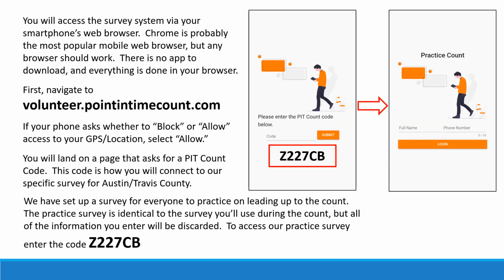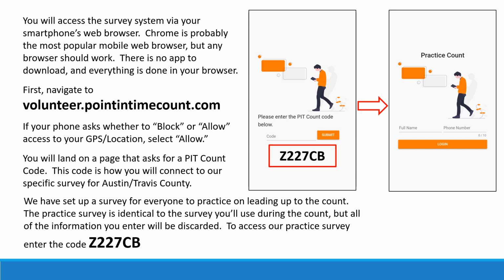You will access the PIT count survey via your smartphone's web browser. Chrome is probably the most popular mobile web browser, but any browser should work. There is no app to download, and everything is done within your browser. First, navigate to volunteer.pointintimecount.com. If your phone asks you for any permissions, like to access your GPS location, select Allow.